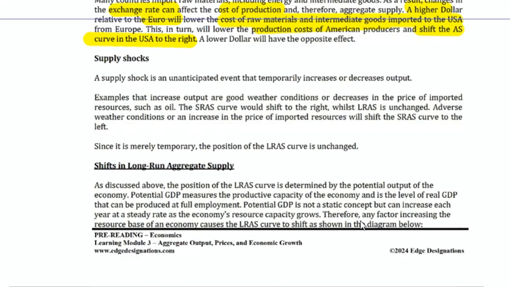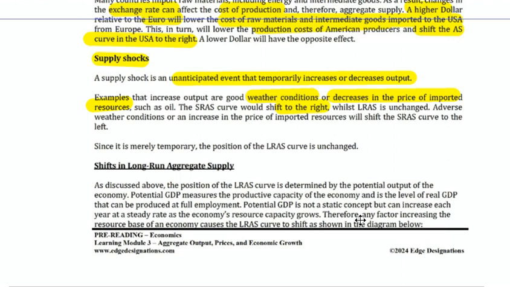Supply shocks. What's a supply shock? It's an unanticipated event that temporarily will increase or decrease the output. Okay, this gives what we spoke about a bit earlier. For example, very good weather, or decreases in the price of an imported resource, things like oil.